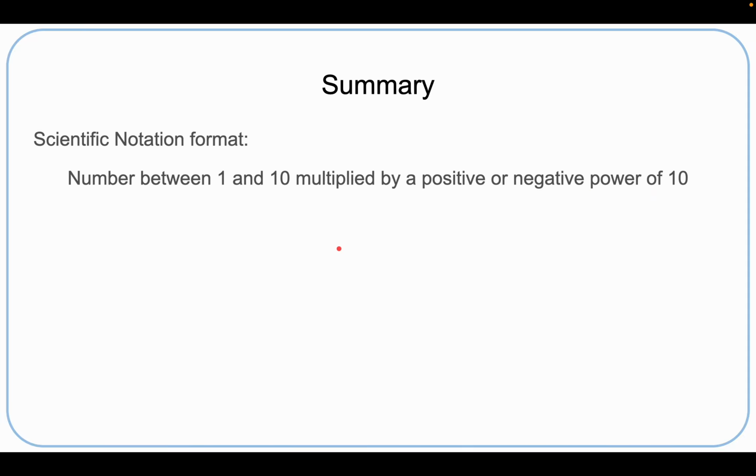All right, so just to review the scientific notation format, we always want to have a number between 1 and 10 multiplied by a positive or negative power of 10.